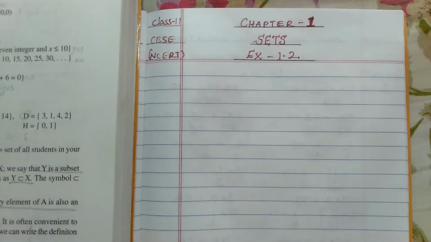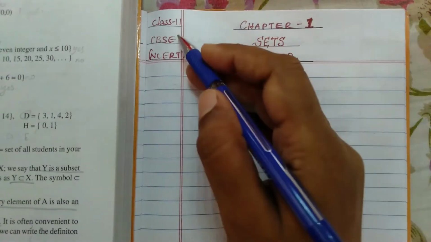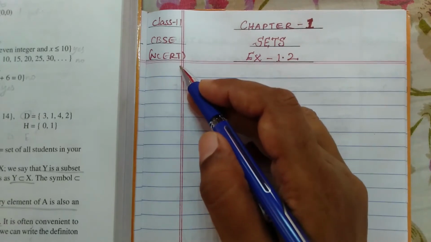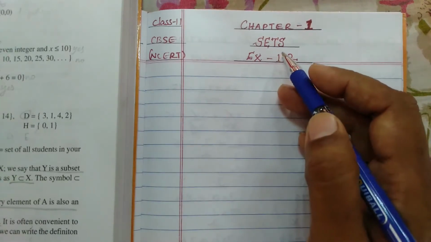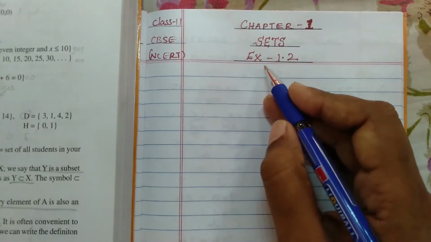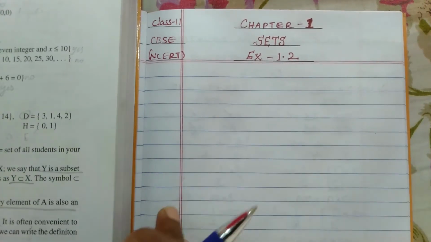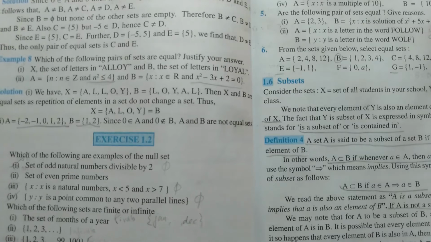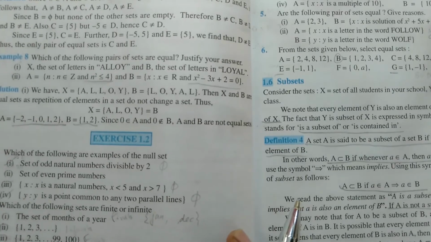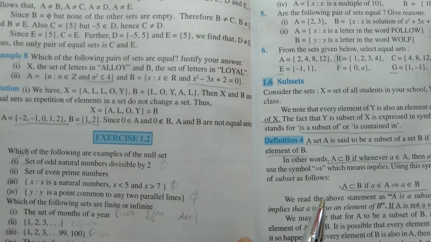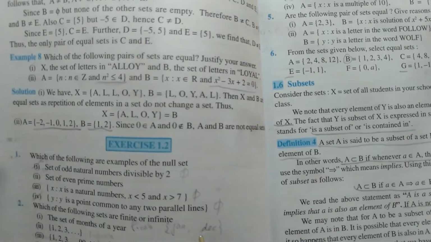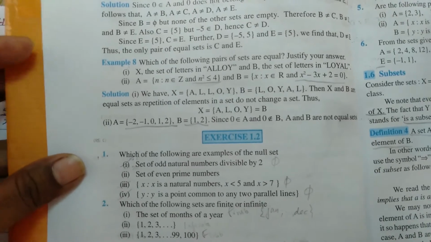Today we shall continue with chapter number 1 from class 11 CBSE NCERT syllabus. The name of the chapter is Sets and we are in exercise number 1.2 today. So the questions in 1.2 are very easy, that we don't have much to work out in the notebook. So let's see some of the questions in the textbook itself.